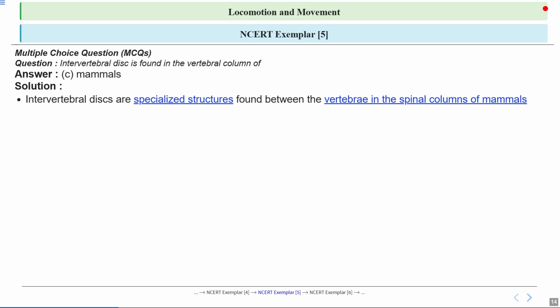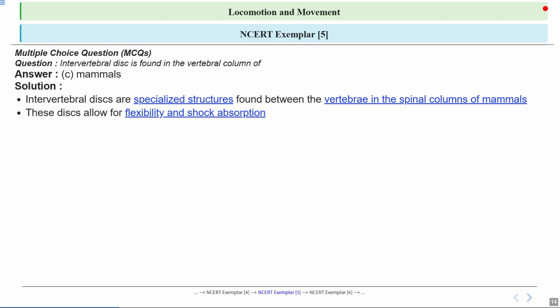Intervertebral discs are soft, cushion-like structures located between each vertebra in the spinal column of mammals. They act like shock absorbers, helping to distribute pressure and allowing flexibility in the spine, and they also prevent the vertebrae from rubbing against each other. These discs are made up of a tough outer layer called the annulus fibrosus and a gel-like inner core called the nucleus pulposus, which helps in maintaining the spine's stability and range of motion.